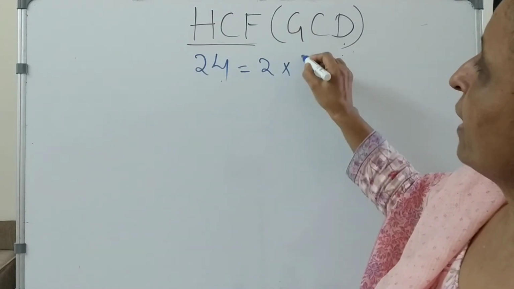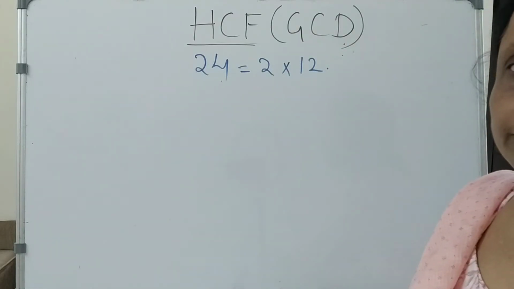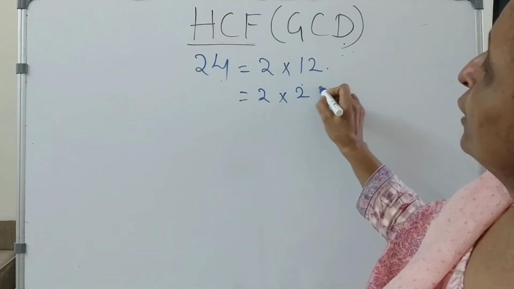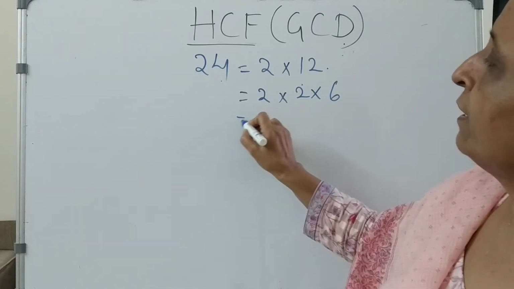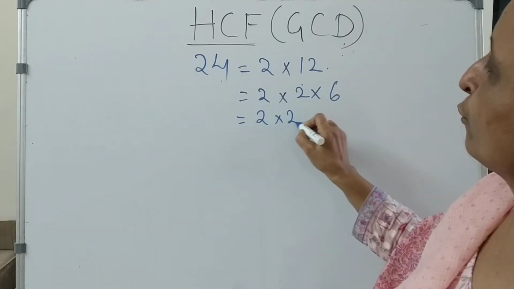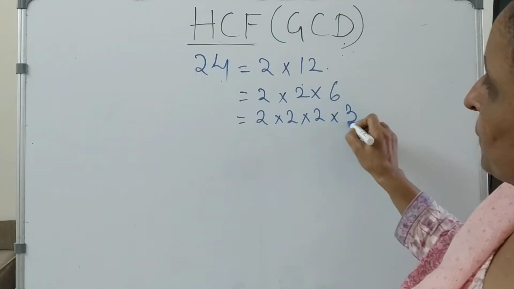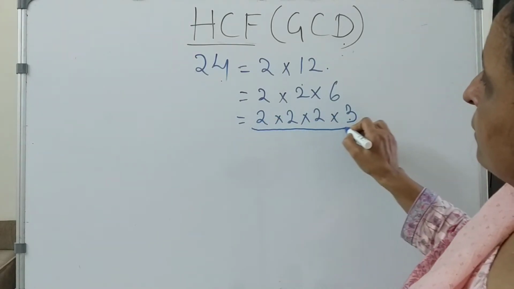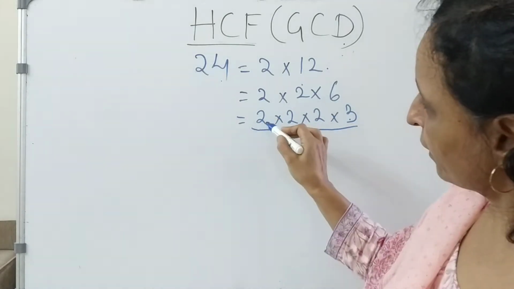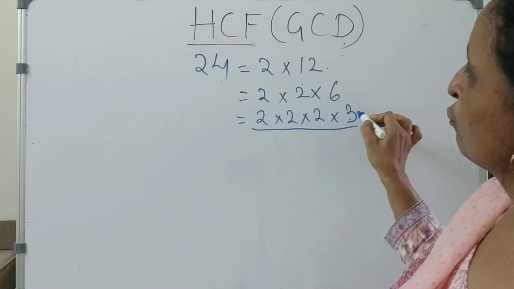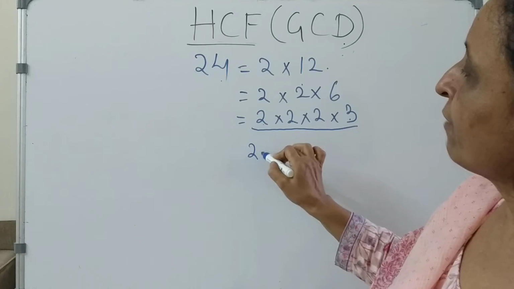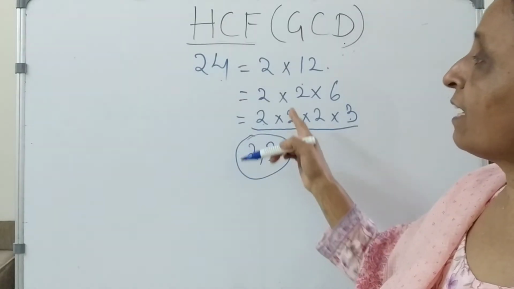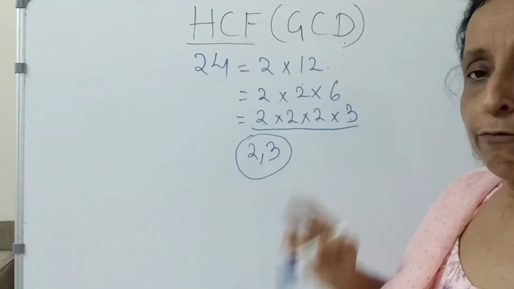24 I can write as 2 into 12. Now further I can write 2 into 6. Further I can write 2 into 2 into 2 into 3. Now, after this, I cannot factorize further. So, what are the factors? 2, 2, 2 and 3. So, which are the factors? 2 and 3 are the factors of 24.